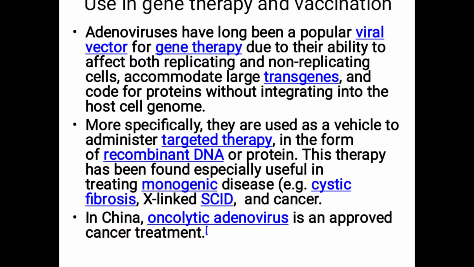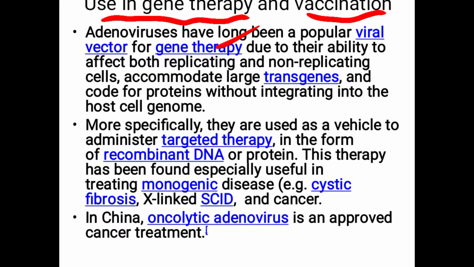Now we talk about why we study the adenoviruses: because adenoviruses are used in gene therapy and vaccination. Gene therapy is actually the correction of a defective gene in the body. Adenoviruses have long been a popular viral vector for gene therapy.